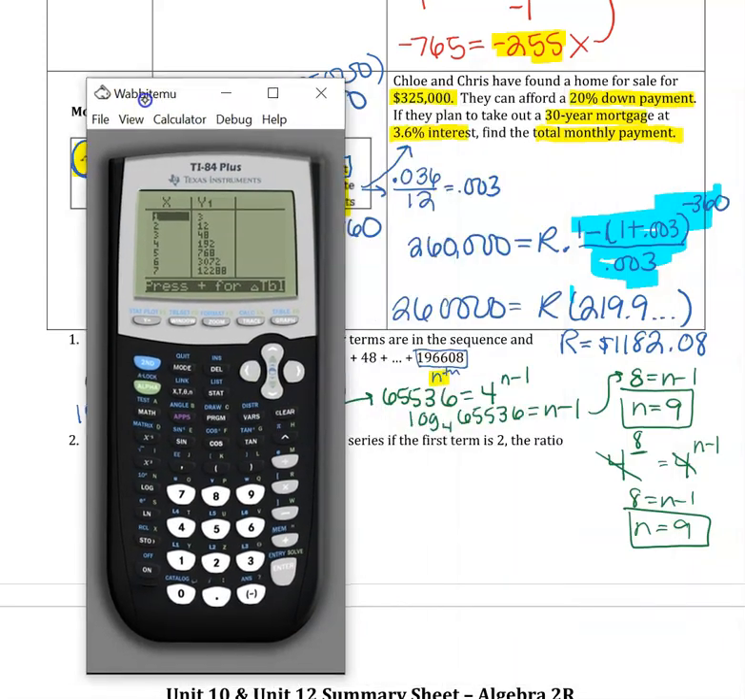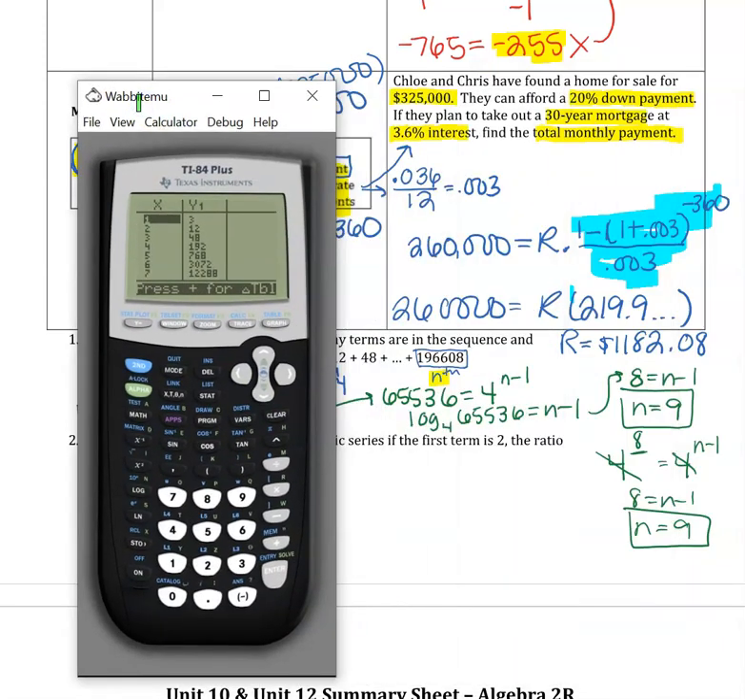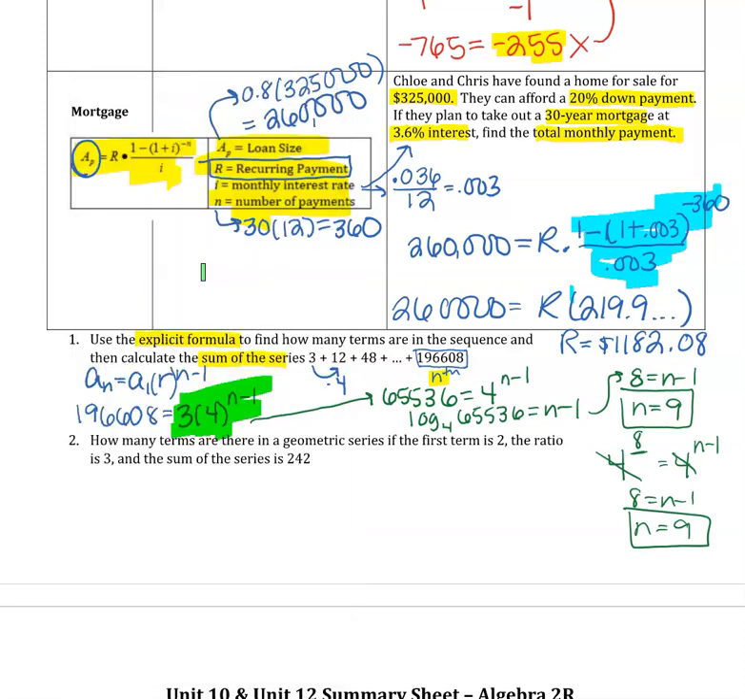So now I just got to find that missing term. So 196608. So if I scroll down, there he is, and that's the 9th term, which is why all my algebraic work makes sense.